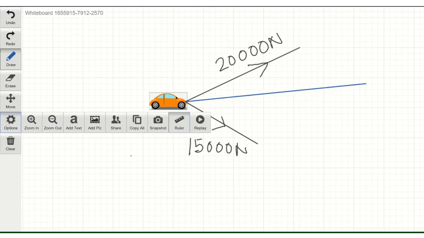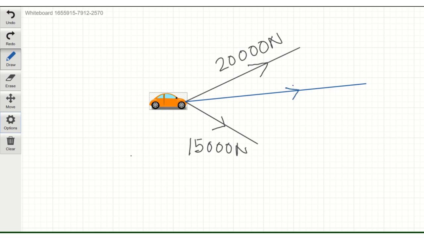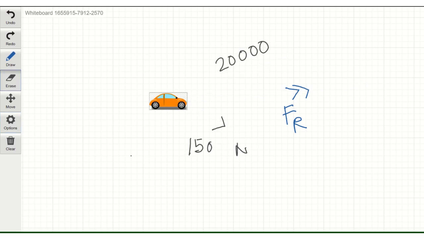Okay, and we usually indicate the resultant force with a double arrow, and it will be somewhere in between these two lines. So this will help you identify the correct direction of the resultant force when you draw the parallelogram. Okay, let's do one more example. Let me erase.